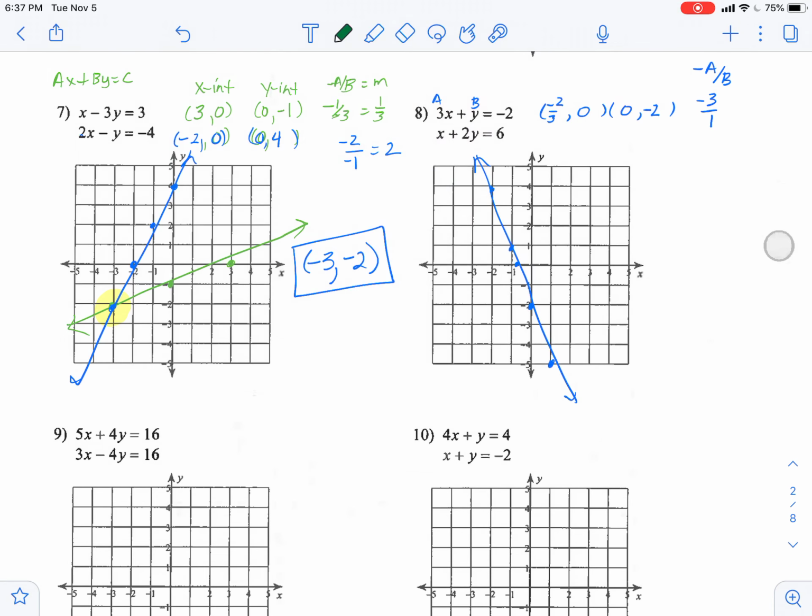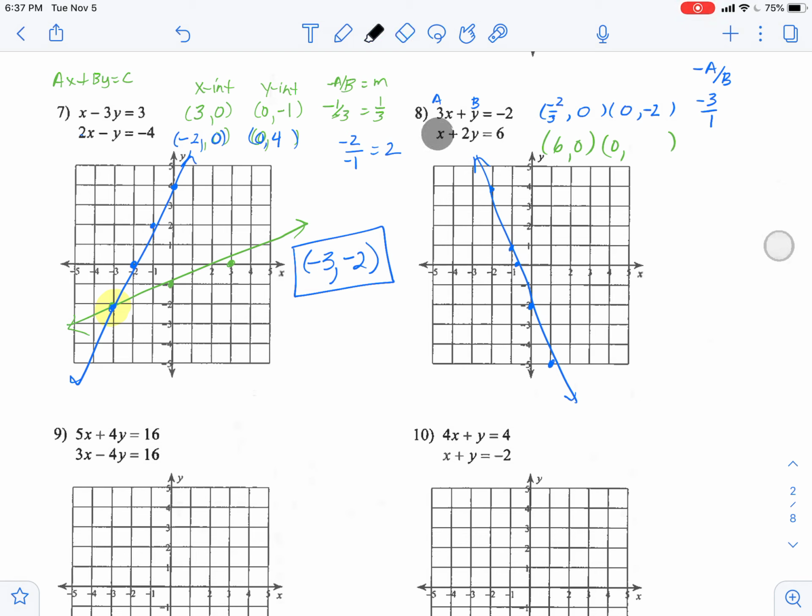Now I'm going to do my second equation. So again, if I let my y be 0, I see that x is 6. If my x is 0, I'm going to divide both sides by 2, so that's going to give me 3. Okay, and again, my slope would be a negative a over b, so a negative 1 over 2, negative 1/2.